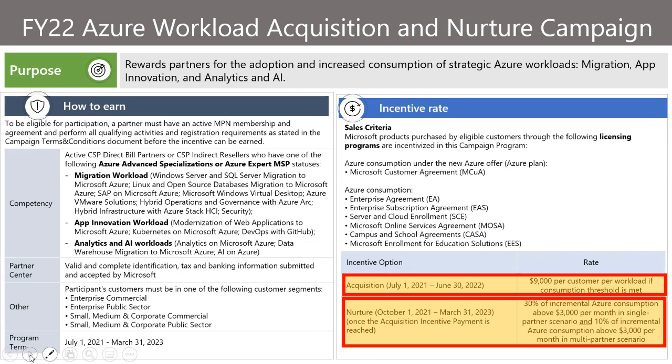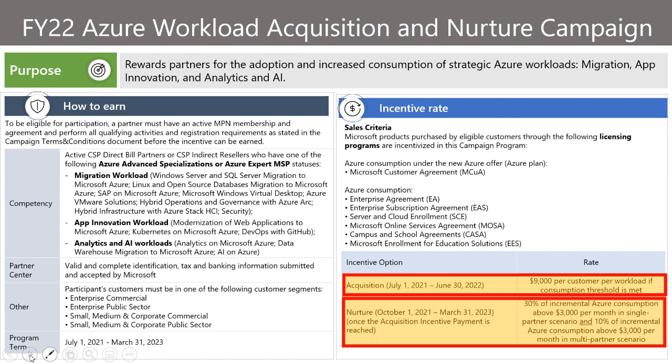And the most interesting part: how much you can earn. The acquisition earning opportunity rewards partners for getting eligible customers to consume Azure in an eligible workload above an average of $3,000 in a consecutive 3-month period. So partners may earn $9,000 per customer per workload in this earning opportunity. Please note, per customer and per workload. So you have a lot of opportunities to earn. Please also note that the acquisition earning opportunity is assessed independently for CSP and for PAL partner types.